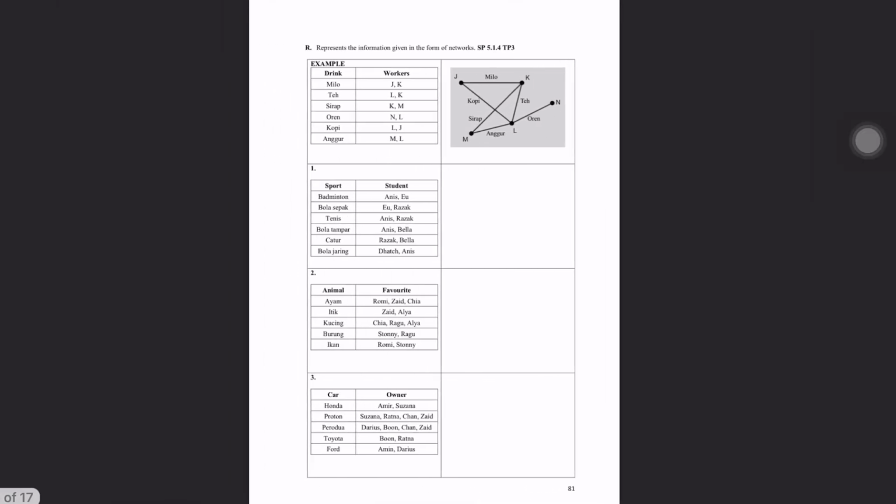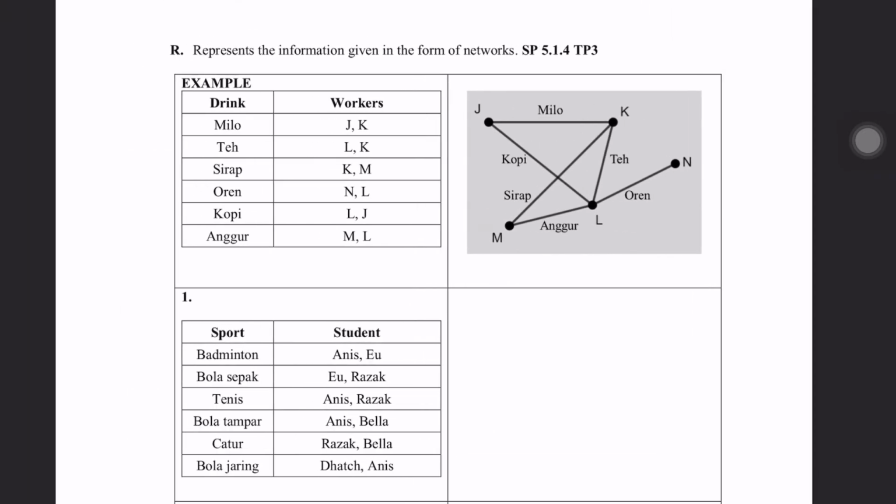Okay, next. Okay, let's look at R. Okay, R represent the information given in the form of networks. Okay, ini mudah saja. Okay, contoh kita ada worker J dan K suka minum Milo, LK suka minum teh dan seterusnya. Okay, saya bagi contoh. Okay, contoh JK. Kita ada J, kita ada K dan drink is Milo. Labelkan Milo di situ dan seterusnya.